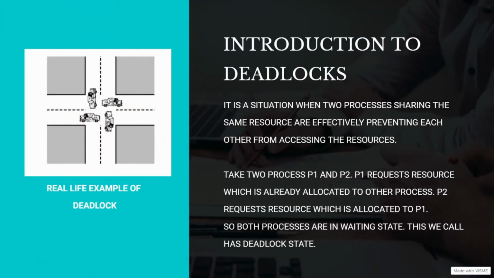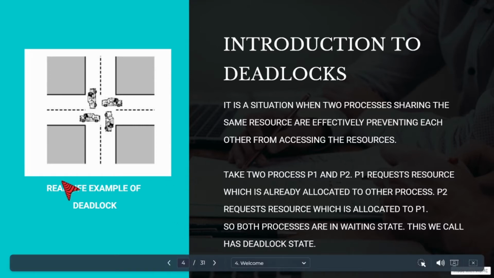I will not be going deeply into the prerequisites, but I will teach an outline of the prerequisite things. So first thing is introduction to deadlocks. I will start with a small real life example. So I think you guys can see this diagram. In this diagram, all the four cars are blocked so that they can't go to the other side of the road.